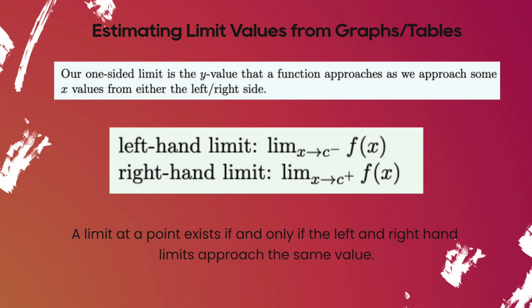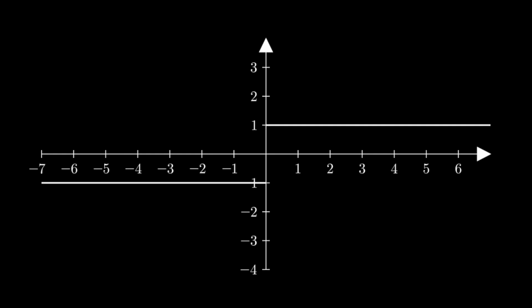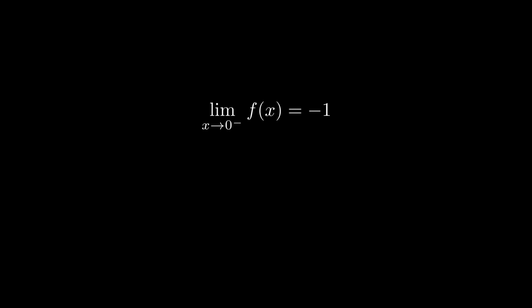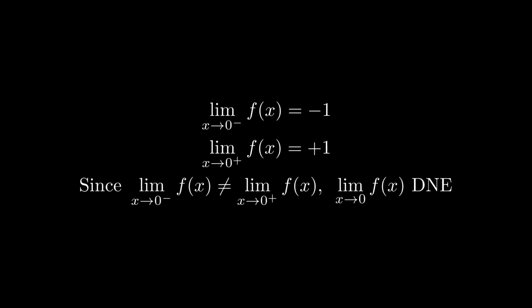And then a limit at a point exists if and only if the left and the right-hand limits both approach the same value. So let's look at an example. This is the graph of the absolute value of x over x. What is the limit as x approaches 0? We can see that as x approaches 0 from the left-hand side, the limit is minus 1. But as x approaches 0 from the right-hand side, the limit is positive 1. And since these don't equal each other, the limit does not exist. So we can write DNE, which means does not exist.